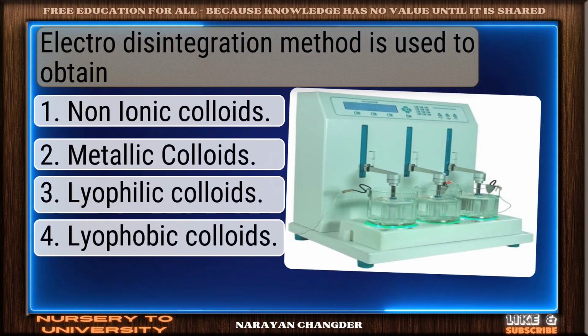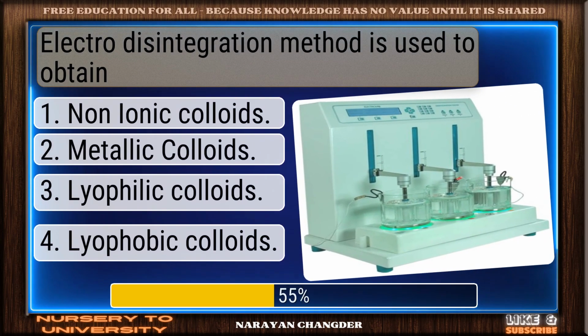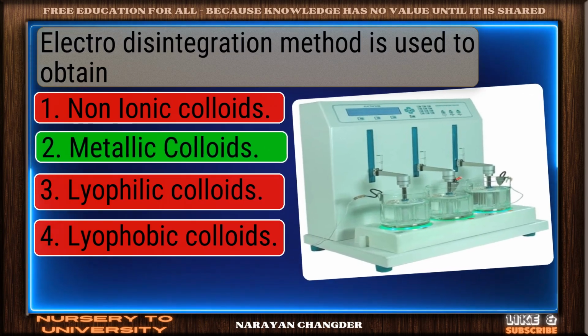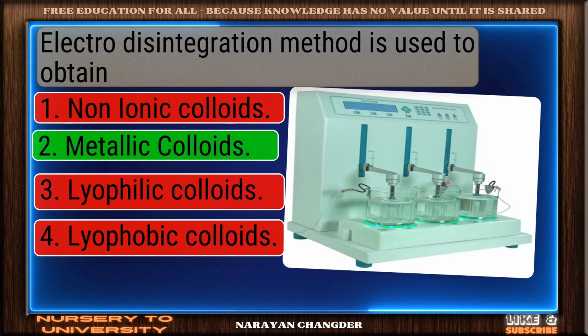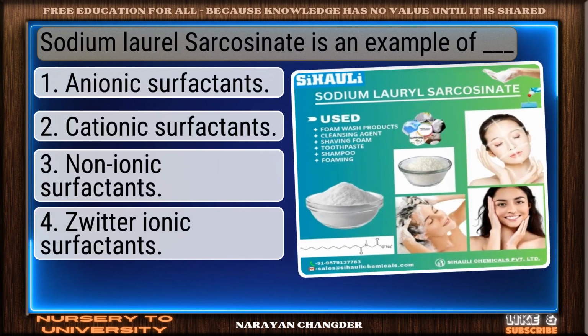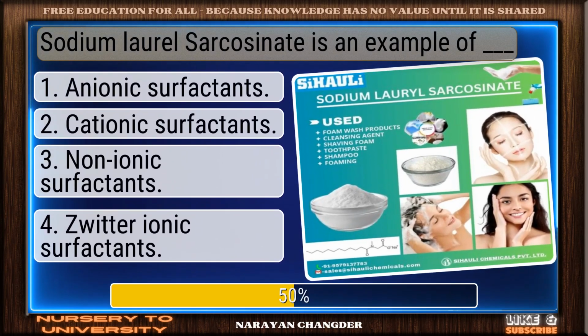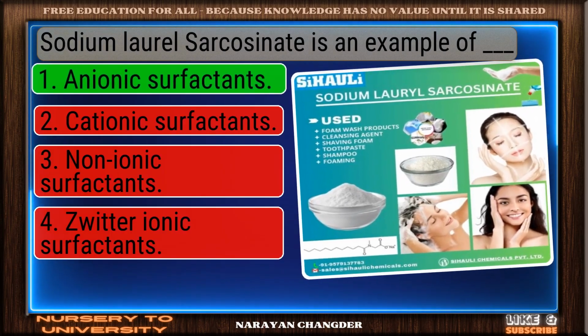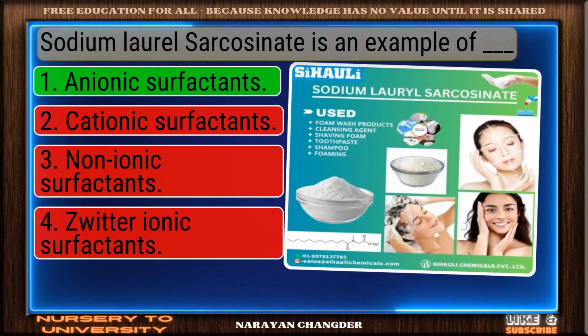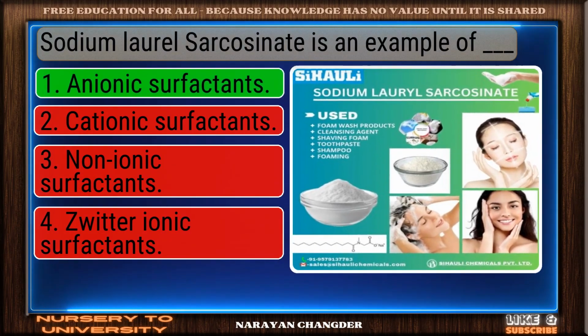Electrodisintegration method is used to obtain. You chose metallic colloids, and it is correct. Sodium lauryl sarcosinate is an example of dash. Well reasoned. Anionic surfactants is the correct choice.